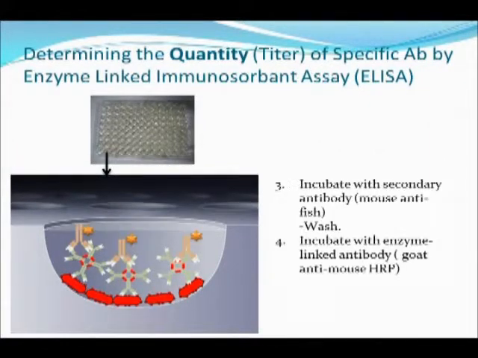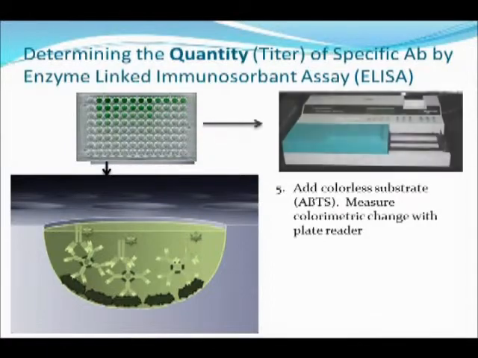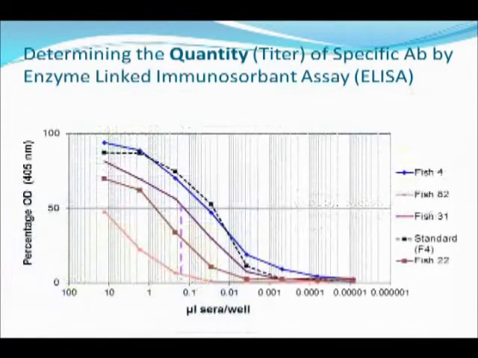I come along with another antibody that will bind to my bound fish antibody, and attached to it is an enzyme that will react with the solution to produce this green colorimetric change. Now, the greater the titer the fish has, the greater the green travels along the plate. Now, by eye, I can see this fish has a greater titer than this fish. To actually quantify that, we use a plate reader. And then I get my ELISA curves.